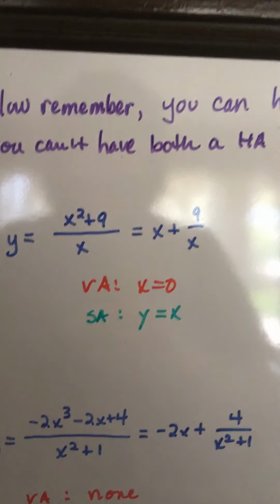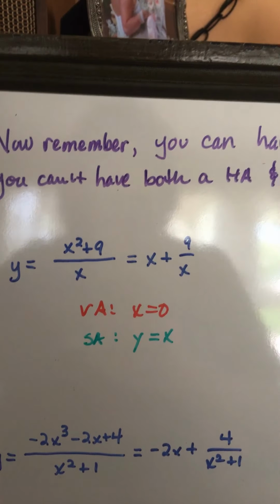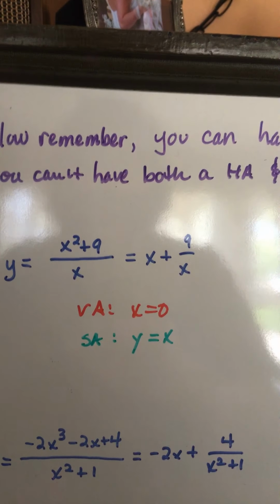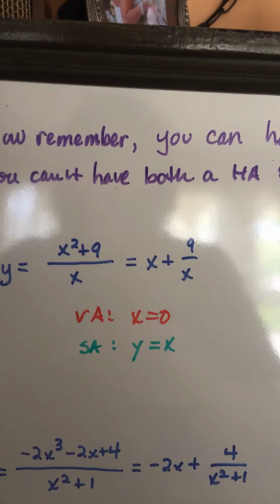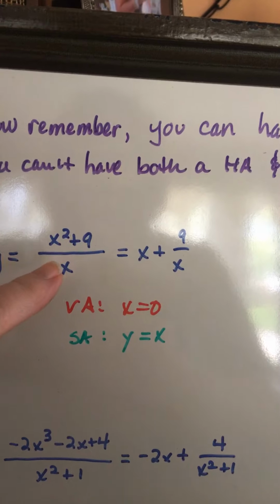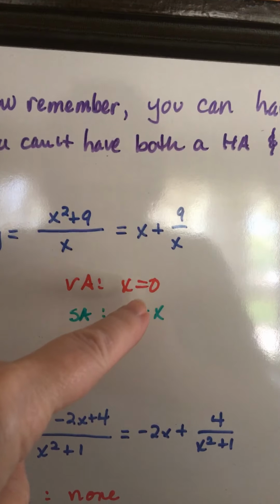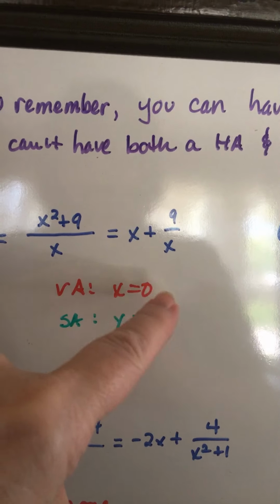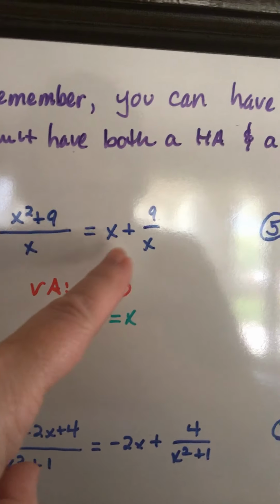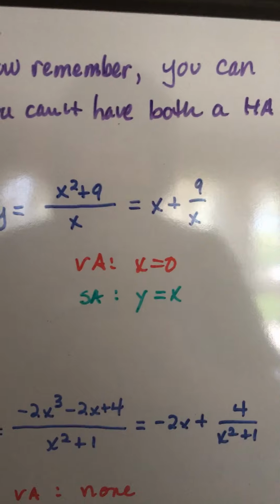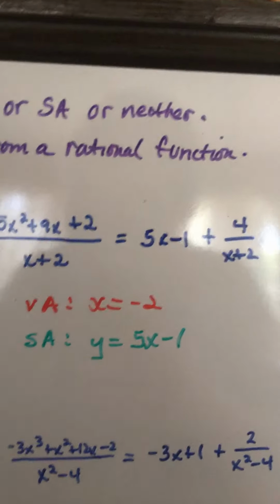So the first case right here is where I'm going to just show you these will all be slant asymptotes. So here is fractional form, and here is quotient remainder form. What makes the denominator 0? So I have x equals 0 for a vertical. What's the quotient? x. So the slant asymptote is y equals x.